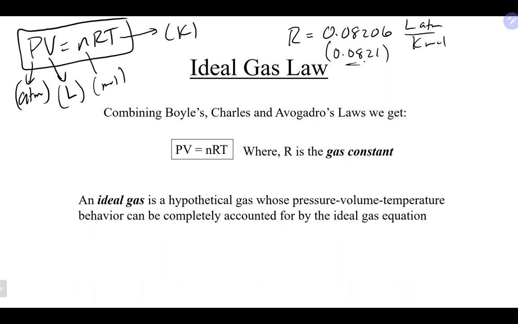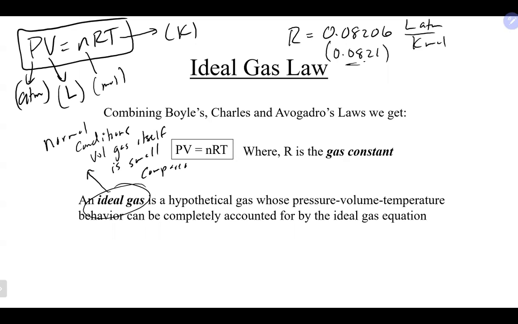So what is an ideal gas? Well, there are a couple of things that make something an ideal gas, and there are really 2 things that we look at. Under normal conditions, an ideal gas is a gas where the volume of the gas itself is small compared to the volume of the container it's in.